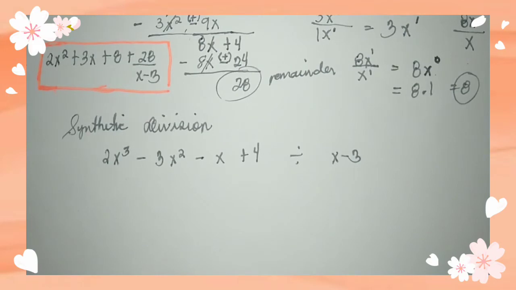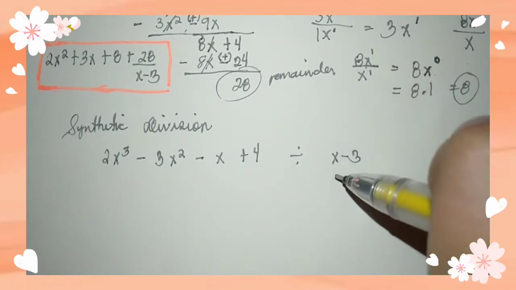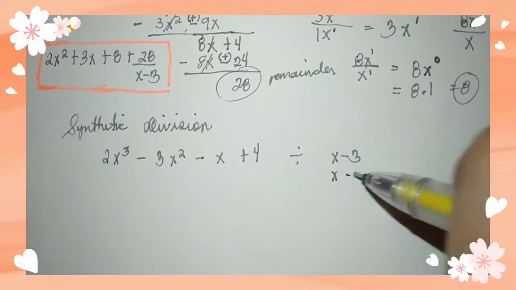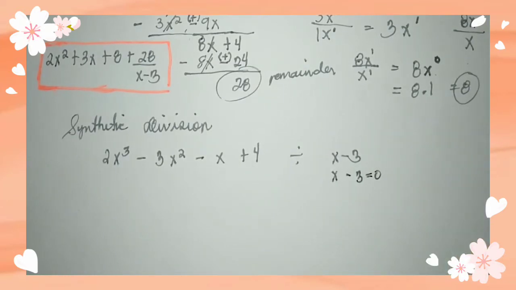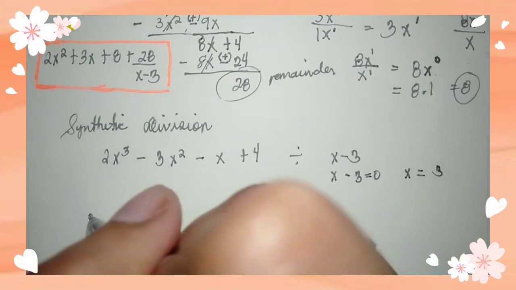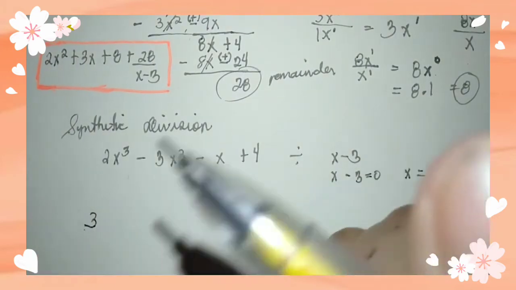So, first thing to do is to equate x to 0. So, we have x minus 3 is equal to 0. Kunin muna natin si x. We have x, i-transpose negative 3, magiging positive 3. And then, siya na yung divisor natin. So, we have 3. Ayan.